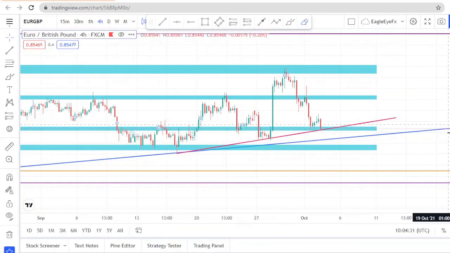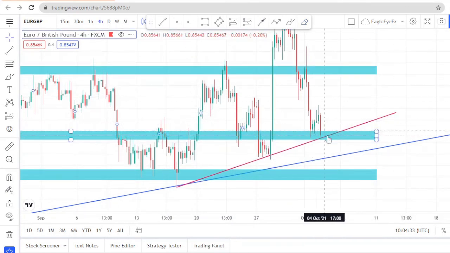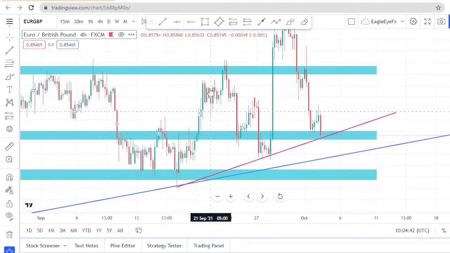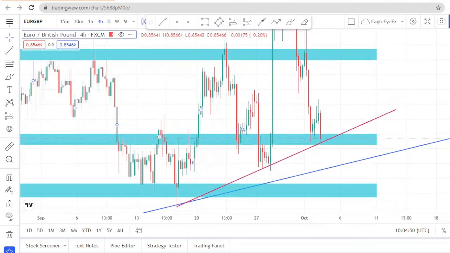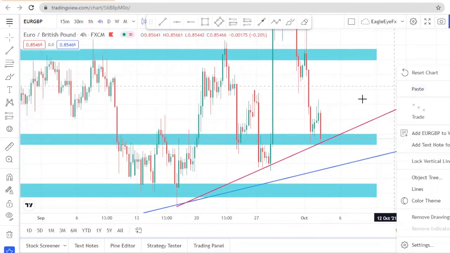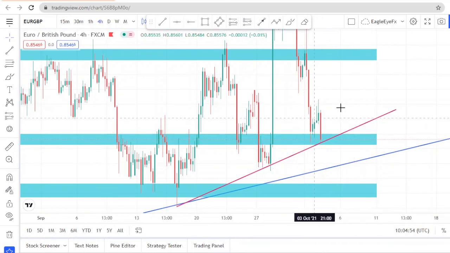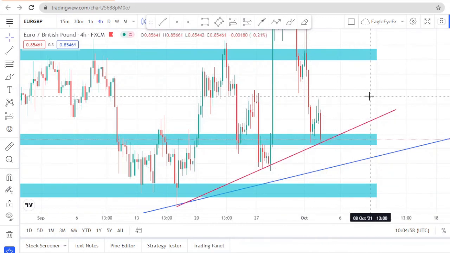Already I have some confirmation. And what are my confirmations? My confirmation number one is that I'm on this zone here, which has acted as a support before. I'm also on this trend line here, which has also acted as a support. You see, support to the upside, support to the upside. So those are my two confirmations already. So I'm waiting to see a bullish candlestick, something that gives me a confirmation that it is time for me to buy, before I can now enter my buys on EURGBP.